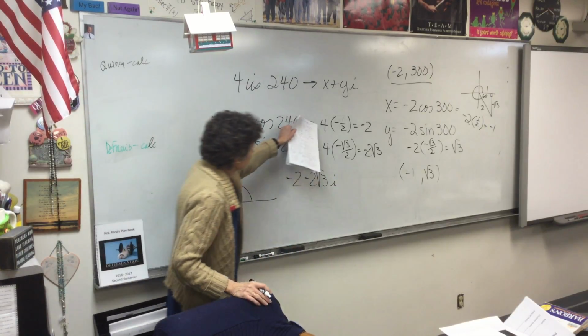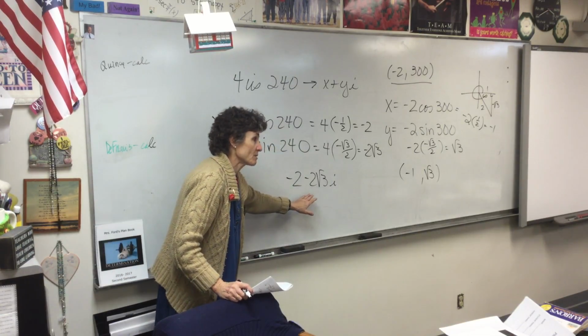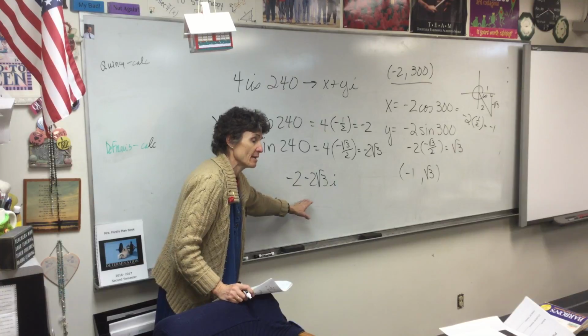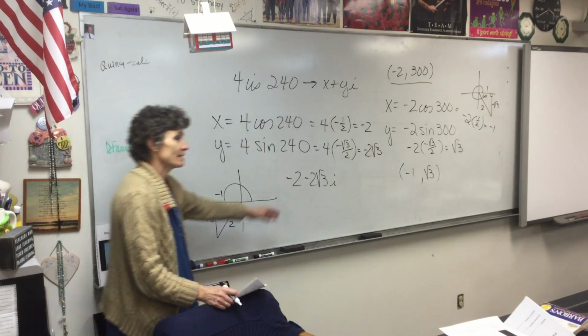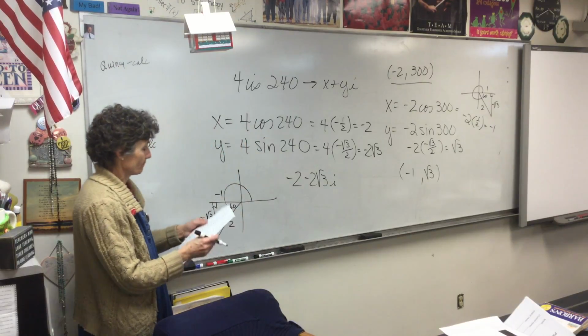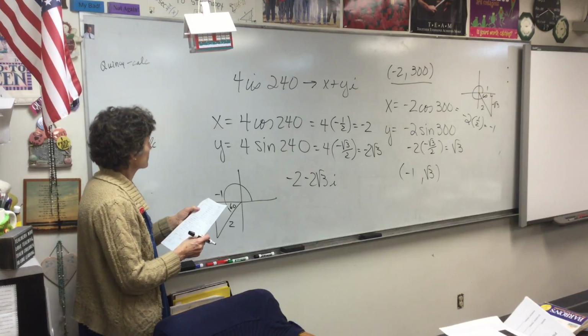Our answer is x plus yi. That is complex form, rectangular form, standard form, Cartesian form. That's anything but polar or trigonometric. Okay, so that was 5.